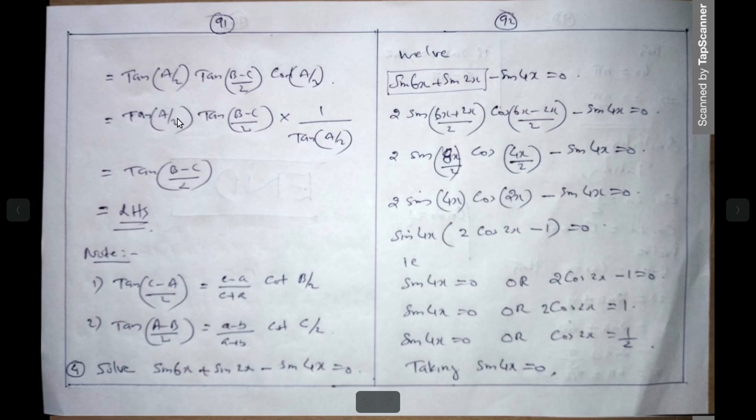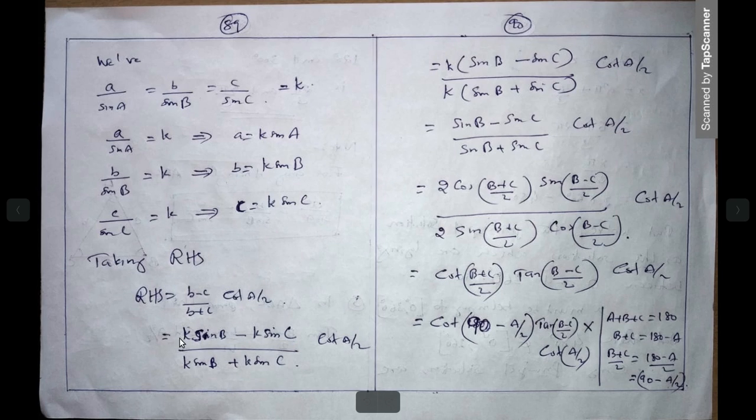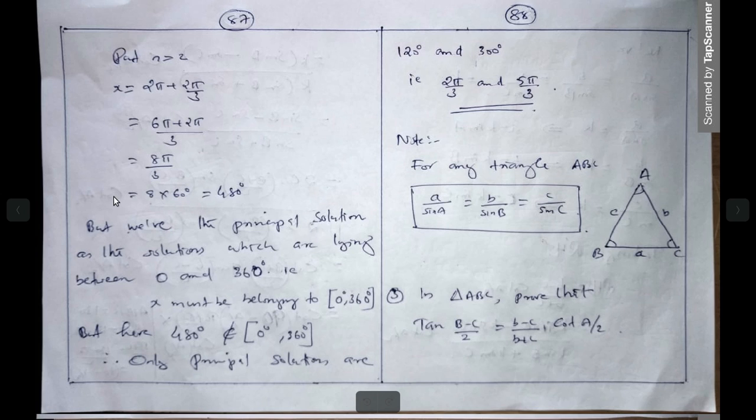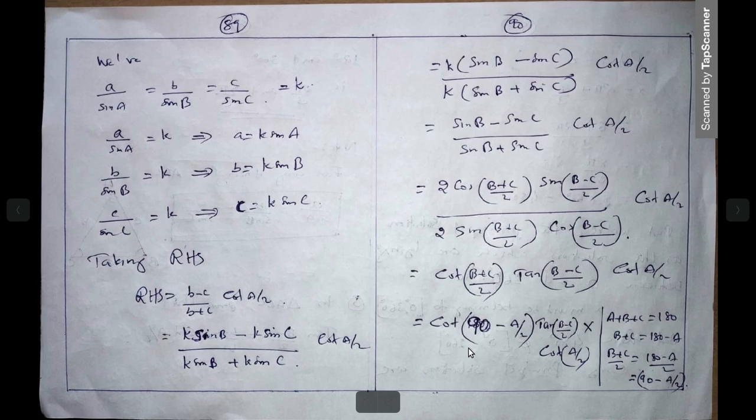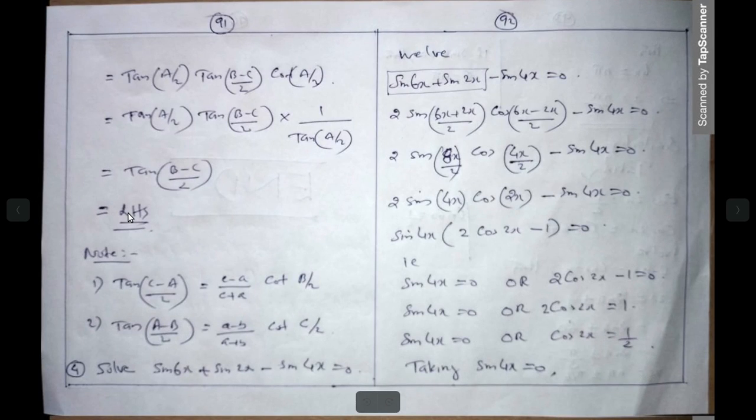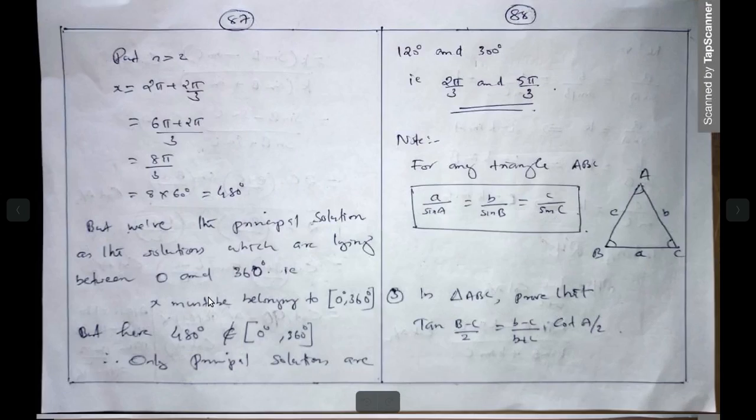Okay, so this tan(A/2) and tan(A/2) cancel. So the final answer is tan((B - C)/2), which is the left hand side. So by using the right hand side, we reach the left hand side. That is LHS. Similarly, we can prove here. Here we took tan((B - C)/2). Similarly, this B and C can be replaced by other angles.